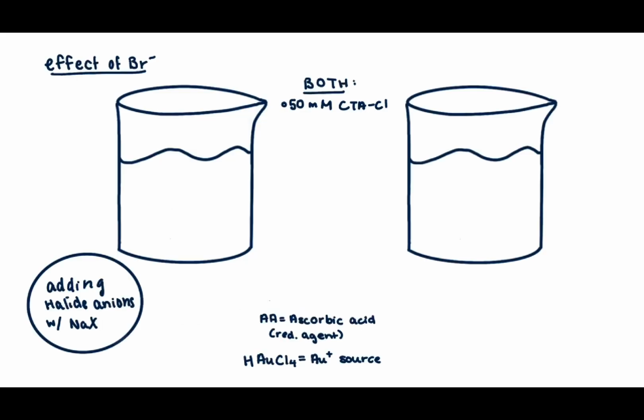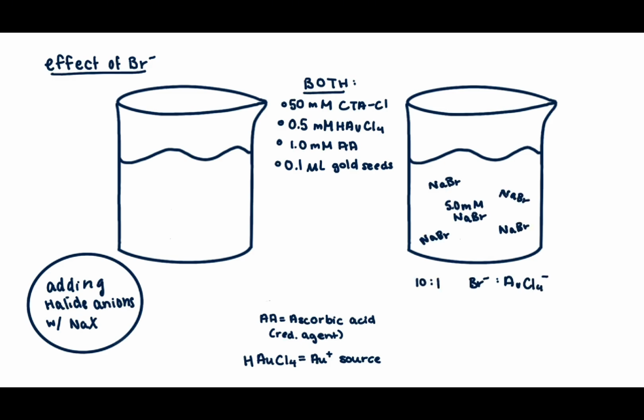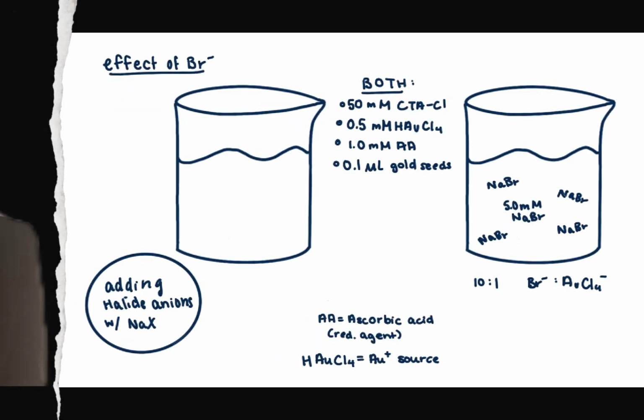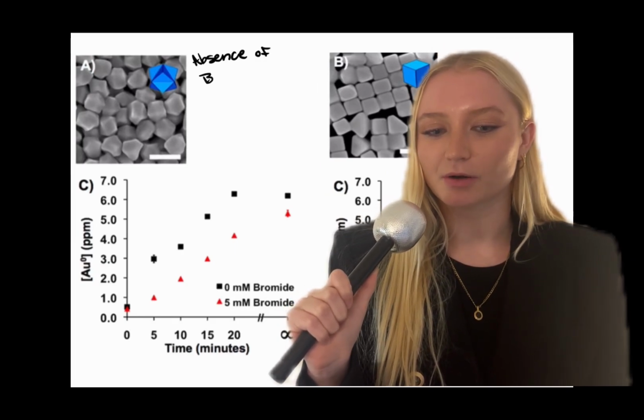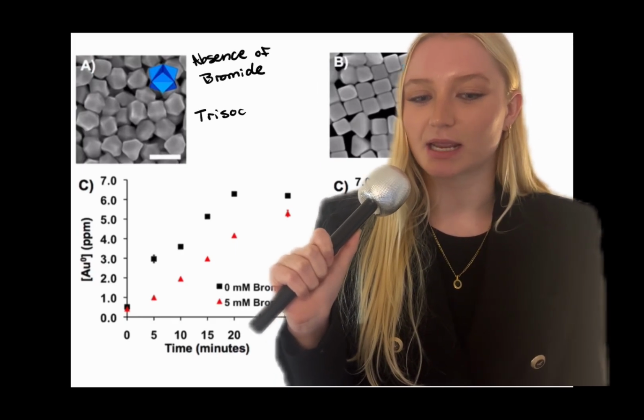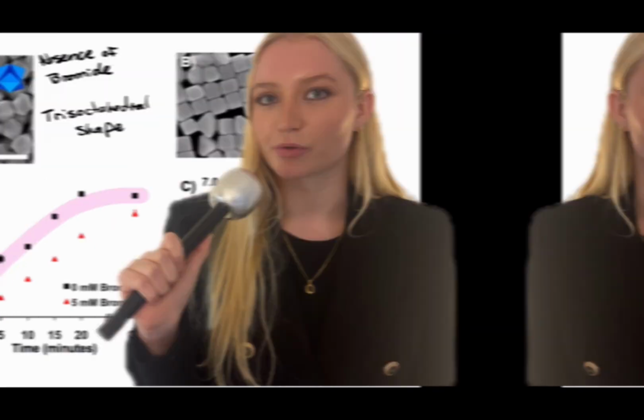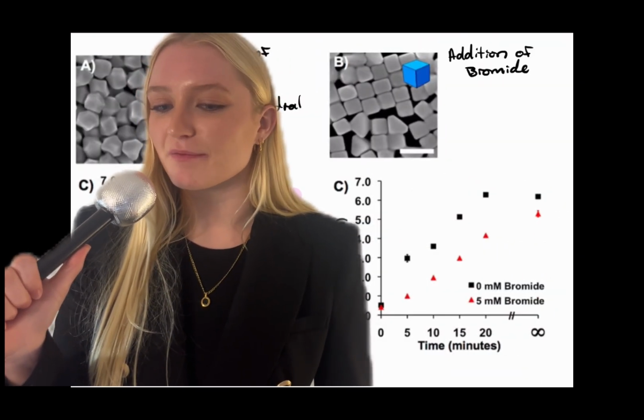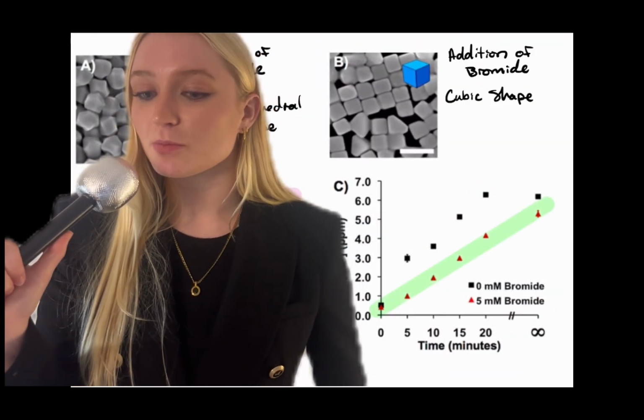To look at the difference between bromide and iodide, the researchers first looked at the effect of bromide ions. In order to do so, two identical growth solutions were prepared, but 5 millimolar sodium bromide was added to one of them. In the absence of bromide, the nanoparticles take on a trisoctahedral shape, indicating a rapid reduction rate in stable particle growth.